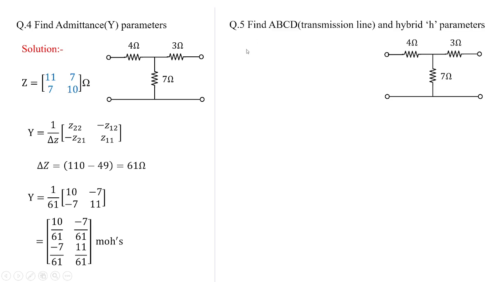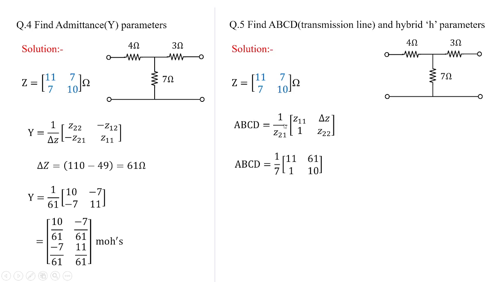Now if the same problem asks us to obtain the ABCD parameters, which are also known as transmission line parameters, or the hybrid parameters, then how do we solve this? We know the answer: Z is equal to 11, 7, 7 and 10. Now ABCD parameters in terms of Z parameters are given by this formula. Just substitute the values, and we get the ABCD parameters as 11 by 7, 61 by 7, 1 by 7 and 10 by 7.